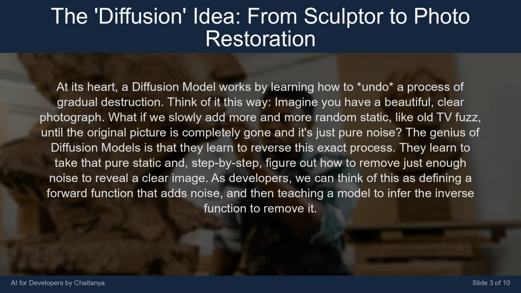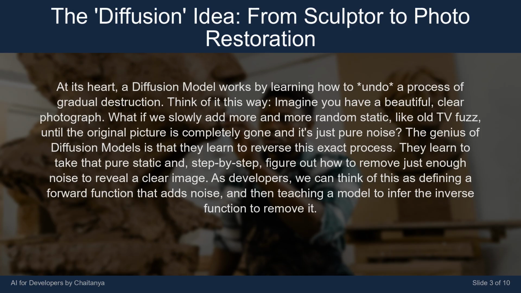At its heart, a diffusion model works by learning how to undo a process of gradual destruction. Think of it this way. Imagine you have a beautiful, clear photograph. What if we slowly add more and more random static, like old TV fuzz, until the original picture is completely gone and it's just pure noise? The genius of diffusion models is that they learn to reverse this exact process.